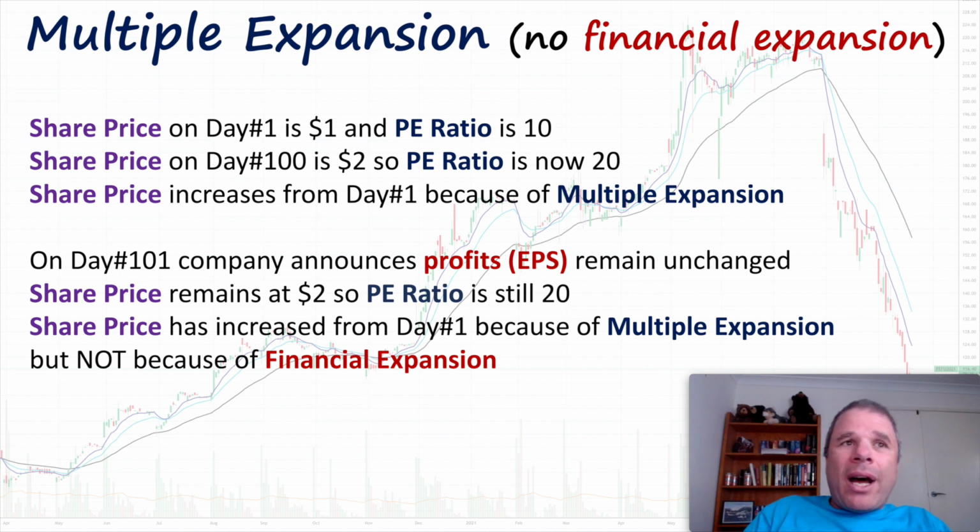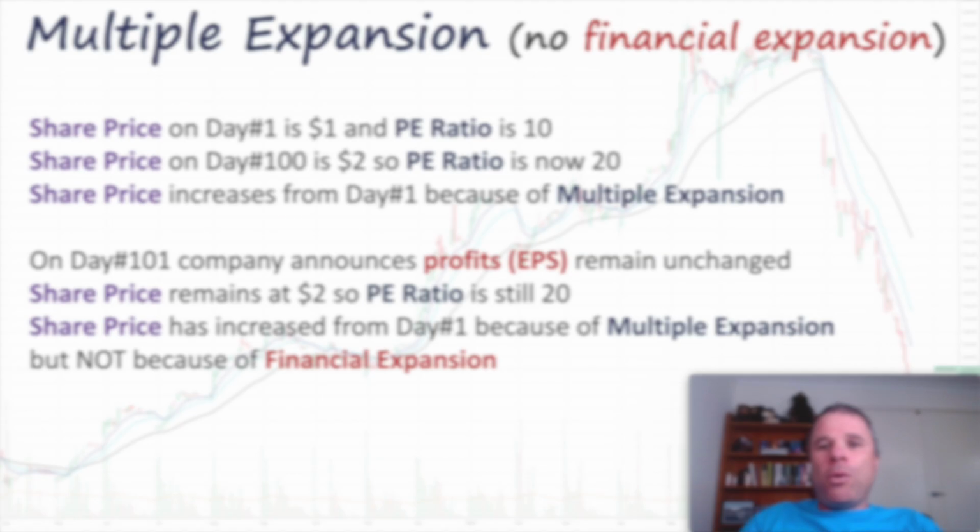So from day 1 to day 101, the P/E ratio has grown from 10 to 20, but the earnings per share or the profits have not changed at all. So the share price has increased solely because of multiple expansion and no financial expansion at all.